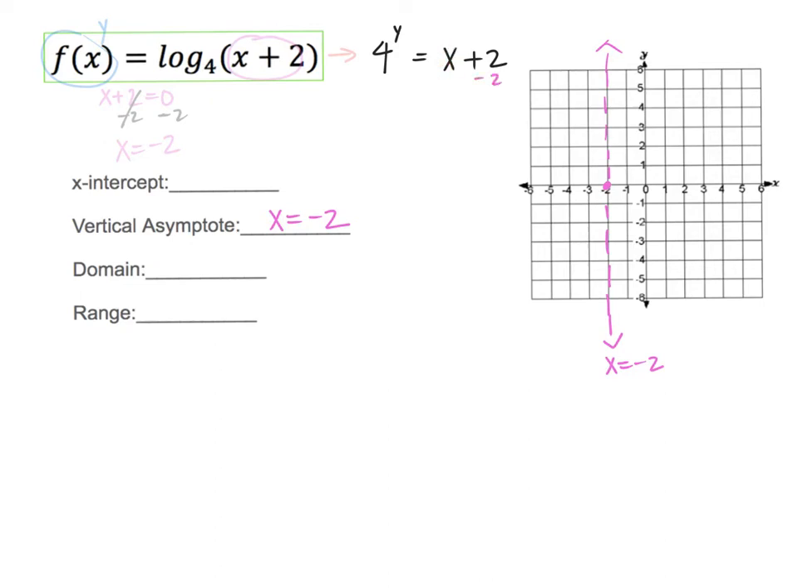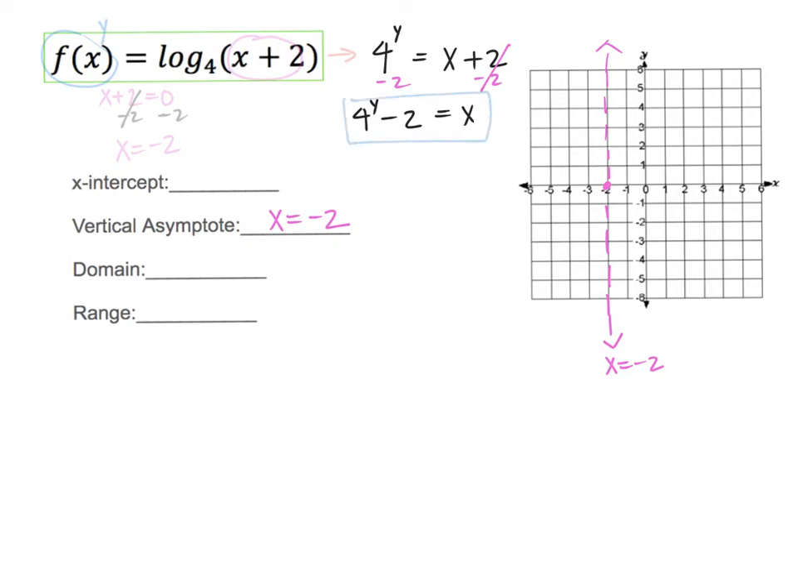So I'm going to subtract 2 on both sides, and then this x comes down. Now do not subtract this 2 from the base, because that base is holding a y, so you can't combine like terms like that. So you're just going to have to drop it down. So this is 4^y minus 2, and now the x is by itself, so I'm going to use this as my equation.